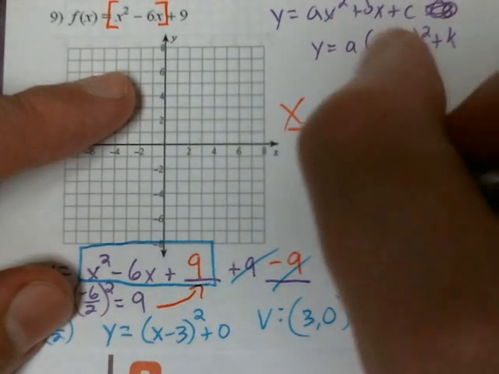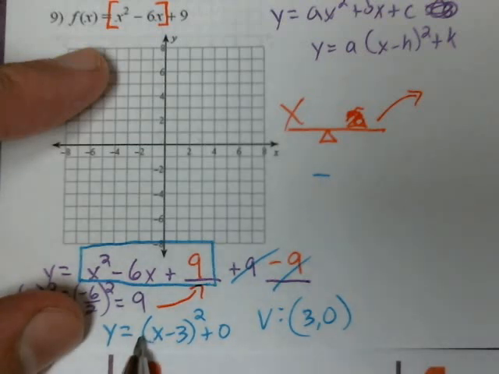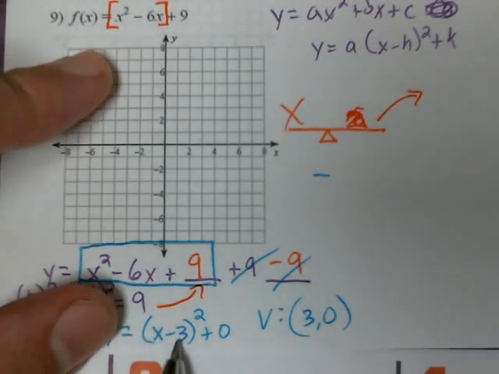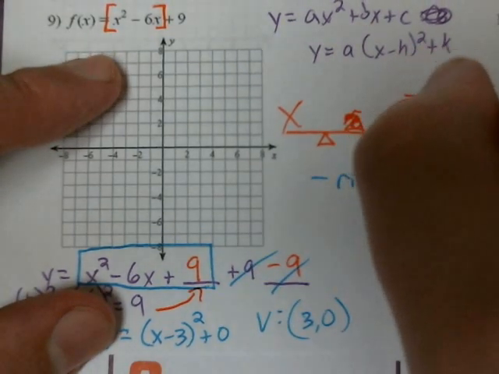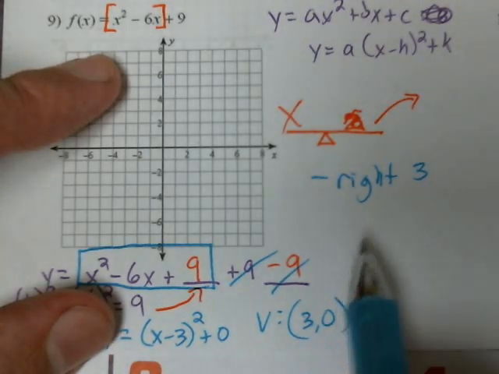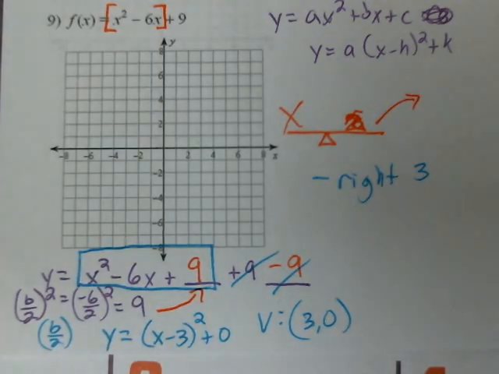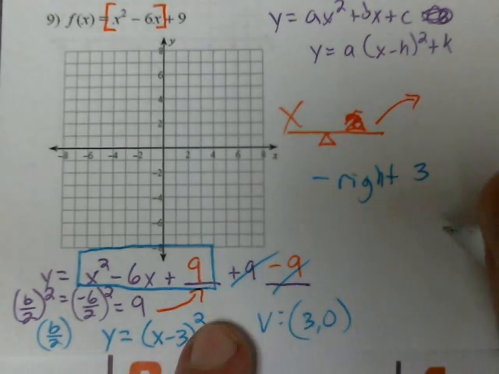Okay, now for my transformations, I'll write these down up here. Do I have a negative for reflection? No, I don't. Do I have a stretch or a shrink? No, I don't. Do I have a horizontal shift? Yes, I do. Again, flip the sign. You think that's left 3, but it's actually right 3. Okay, and then I don't have a vertical shift. So in this case, I only have one transformation, and that's right 3. Okay, so now I'm ready to plot my graph.